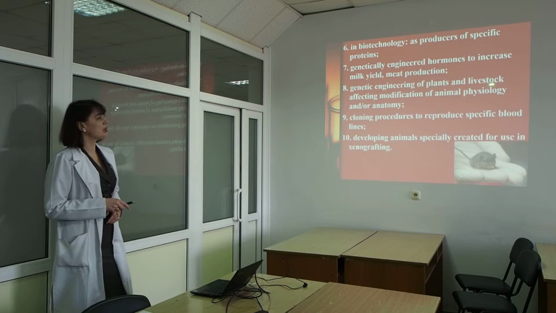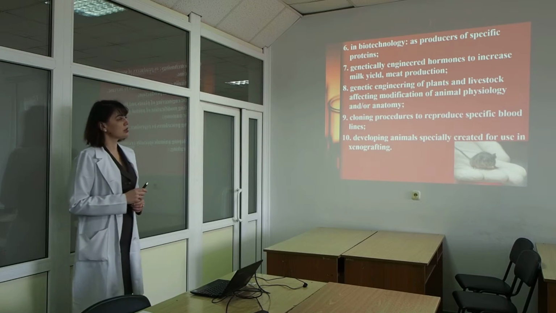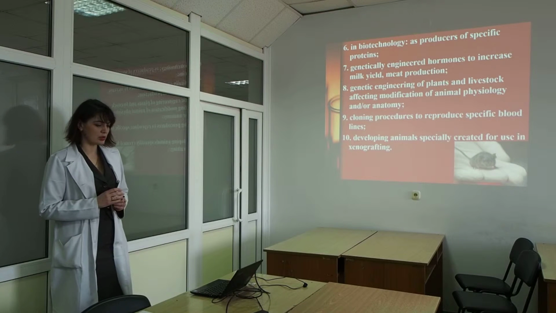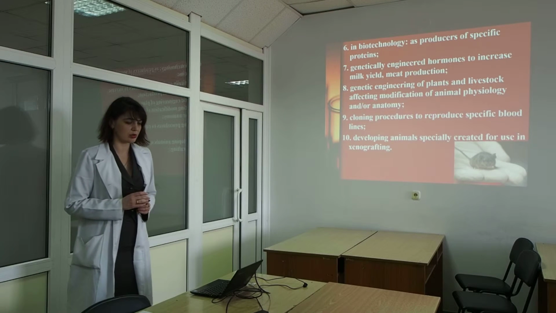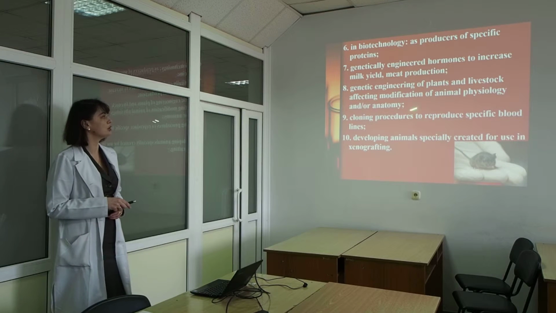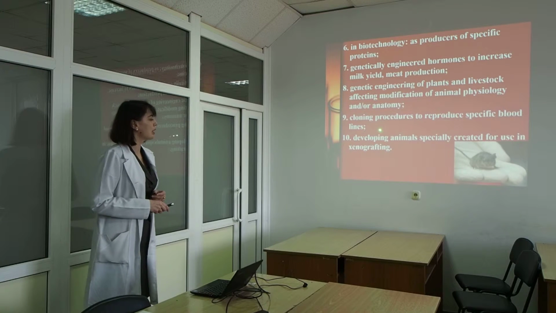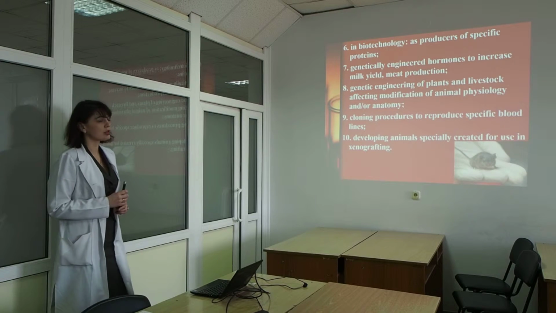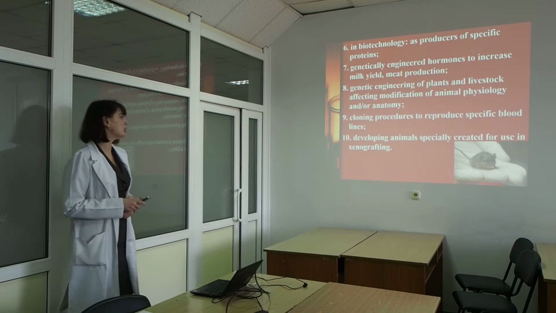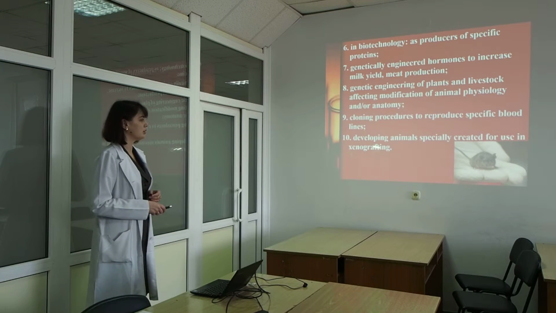And genetic engineering of plants and livestock affecting modification of animal physiology and anatomy. And this is what is important, and this is the GMO-based food, for example, can be taken while using this approach. Cloning procedure to reproduce specific bloodlines, for example, but this is cloning of cells, not cloning of the whole body, and developing animals specially created for use in xenografting.